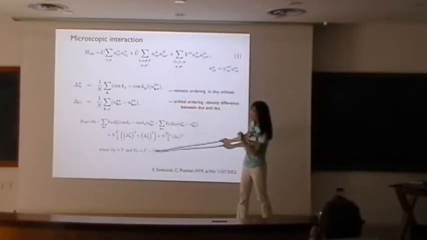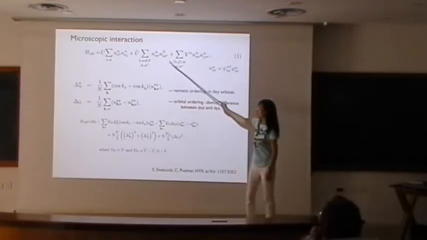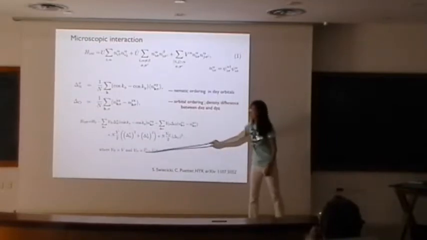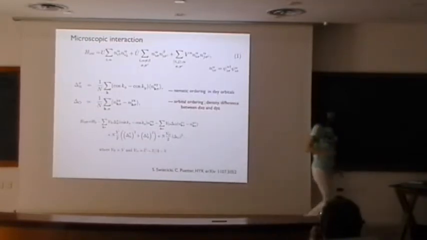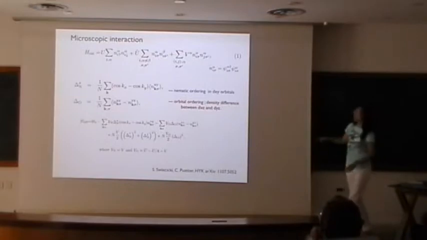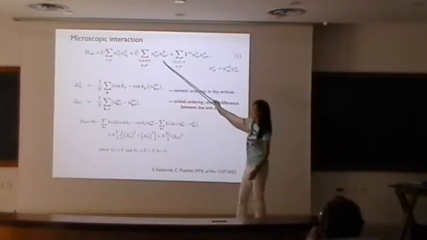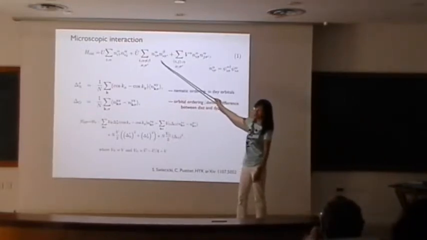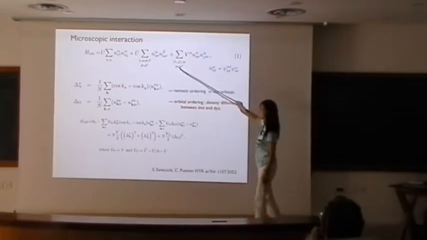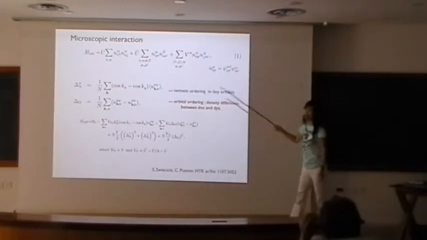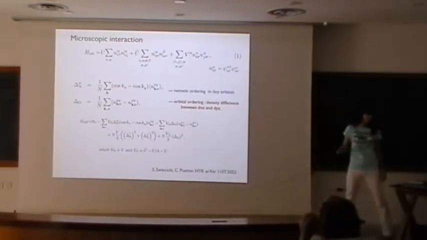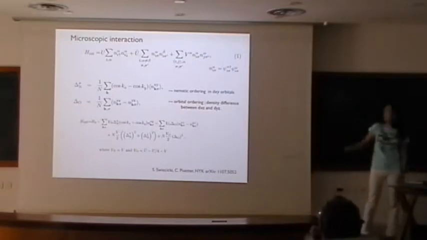For the orbital ordering, the intra-orbital interaction is important. This one is also kind of trivial, in fact. You can write it in terms of this whole thing here, (n_xz plus n_yz) squared minus (n_xz minus n_yz) squared. So the relative density difference comes in as an attractive interaction, just like SDW from the Hubbard model.